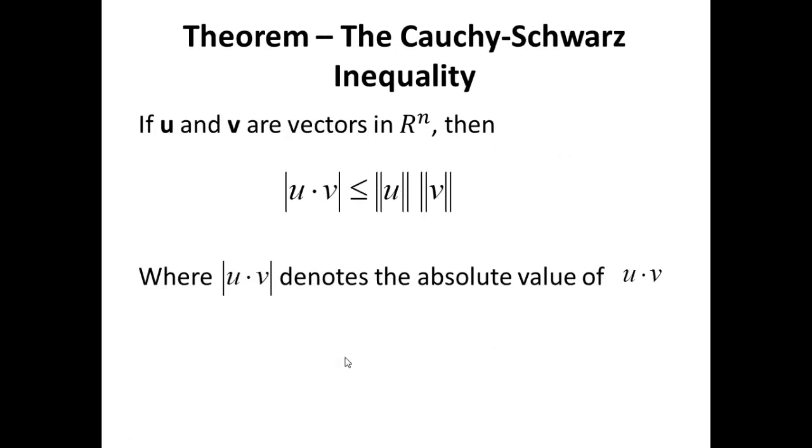Another theorem, the Cauchy-Schwarz inequality. It's an interesting inequality. It puts together absolute values and norms. And what it simply says is that if u and v are vectors in Rn, then the absolute value of the dot product of u and v is less than or equal to the product of the norms of u and v. So the absolute value of u dot v is less than or equal to the norm of u times the norm of v.